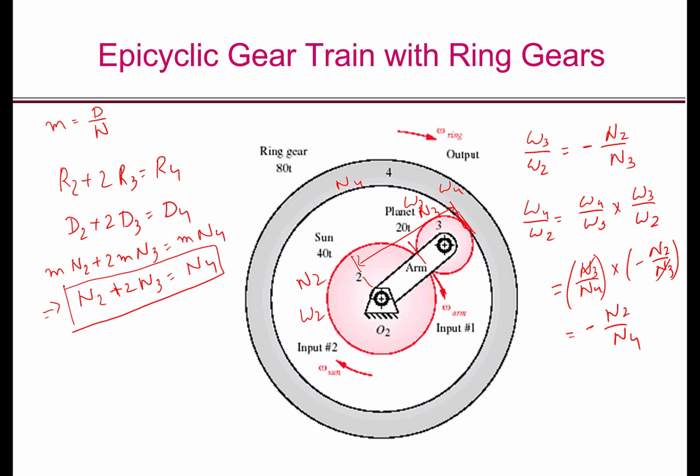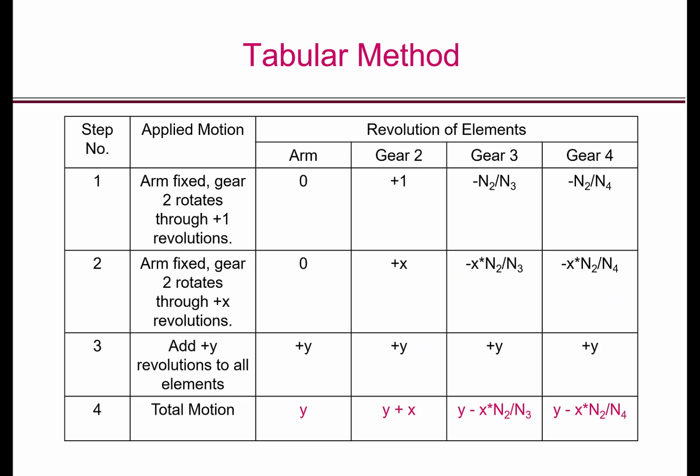So if omega 2 equal to 1, we have omega 3 equal to minus N2 by N3, and we have omega 4 equal to minus N2 by N4. Now this will be the starting point for our table in the next slide. As usual, the first column is that of the applied motion, the second column is that of the arm, then gear 2, gear 3 and gear 4. So if we keep the arm fixed and rotate gear 2 through plus 1 revolution, we have 0 for the arm, plus 1 for gear 2, minus N2 by N3 for gear 3 as we saw in the previous slide, and minus N2 by N4 for gear 4.